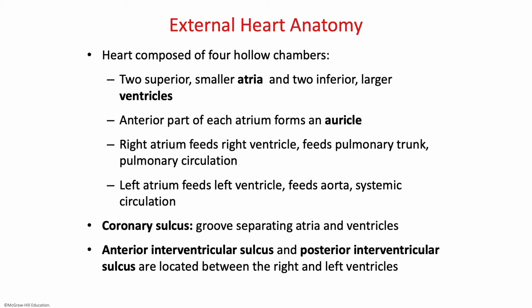The right atrium feeds the right ventricle, which will feed the pulmonary trunk into what we call pulmonary circulation, and the left atrium feeds your left ventricle, which feeds your aorta into what we call systemic circulation. Your coronary sulcus is a groove separating your atria and ventricles, and then you have an interventricular sulcus on the anterior and posterior sides of the heart, and those are located between your right and left ventricles.